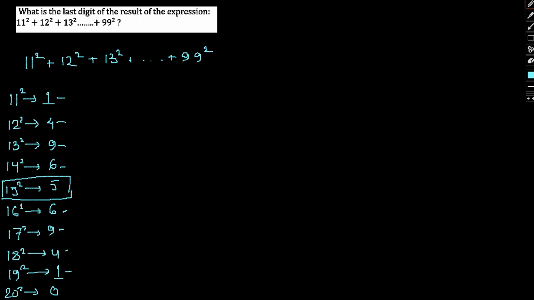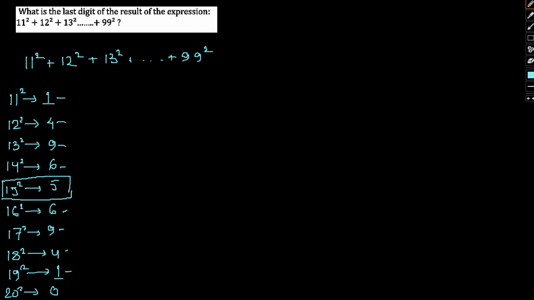And if I take the sum, let me take this entire sum from 11 to 20. 1 plus 4 gives us 5, 5 plus 9 gives us 14, 14 plus 6, 20. So we have unit digit 0 so far. 0 plus 5, again 5, plus 6, 11, so 1, plus 9, 10, again unit digit 0, plus 4, unit digit 4, and plus 1, unit digit 1.